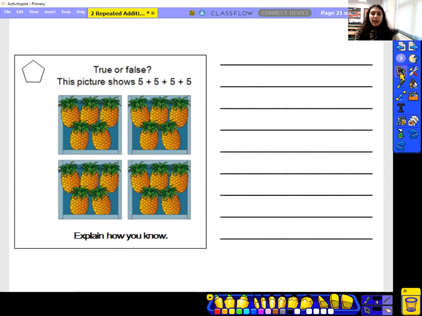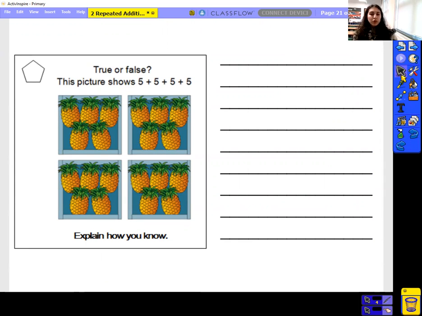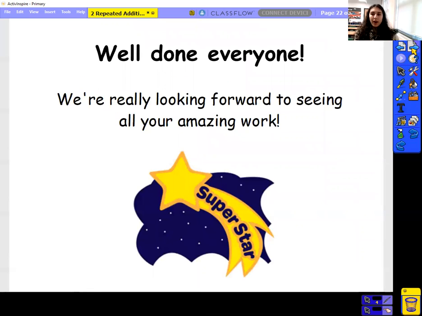Super. And then the last sheet, if you would like to have a go at some reasoning, is a true or false question. So it says true or false, the picture shows 5 plus 5 plus 5 plus 5. And I'd like you to write down for me how you know. So you could write something like, I know this is true because, or I know this is false because, depending on what you think. But well done, everybody.